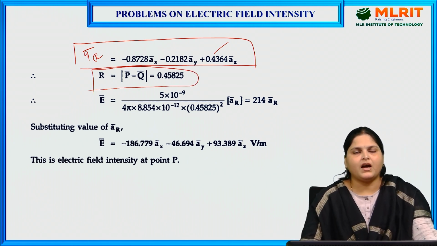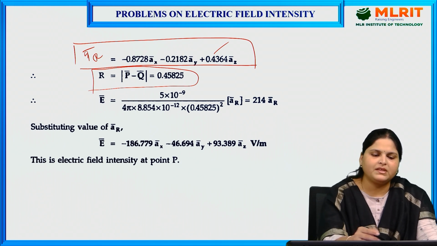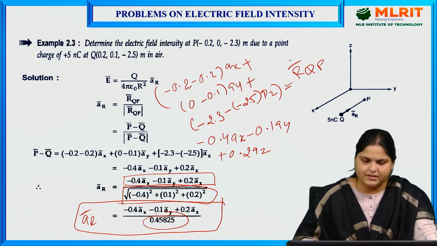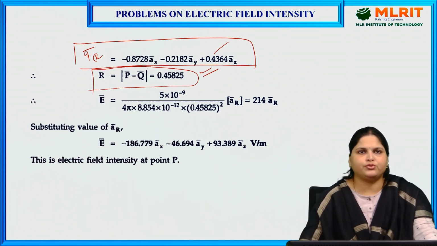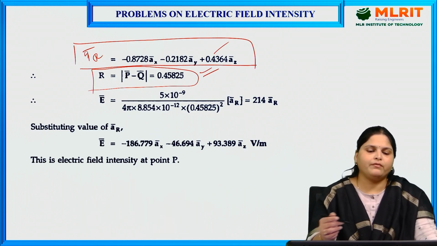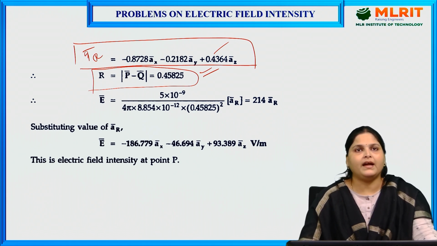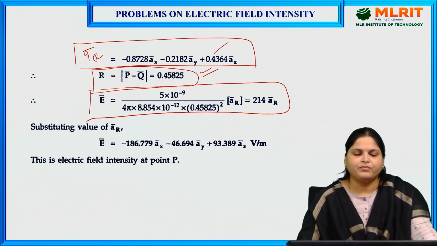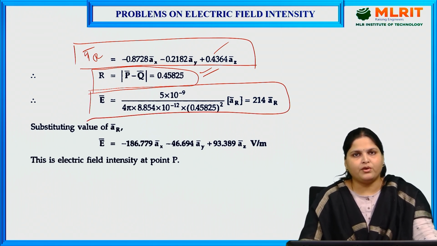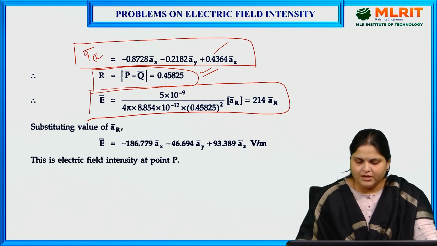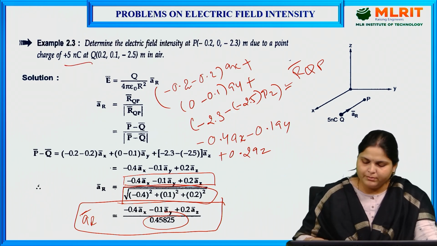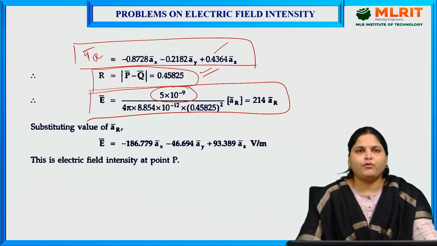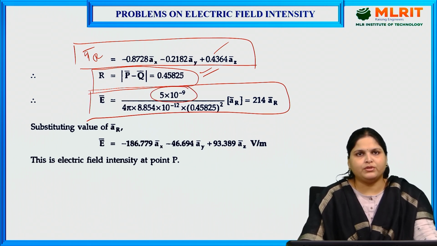Now let's find out vector RQP. So mod of it, when we take mod of it, already we have calculated this. This is 0.45825. Now we will put the value of AR and R in the equation of electric field intensity, which is 1 upon Q upon 4 pi epsilon naught R square AR. Now Q is given as 5 nanocoulomb, that means 5 into 10 to the power minus 9 divided by 4 pi into 8.854 into 10 to the power minus 12.